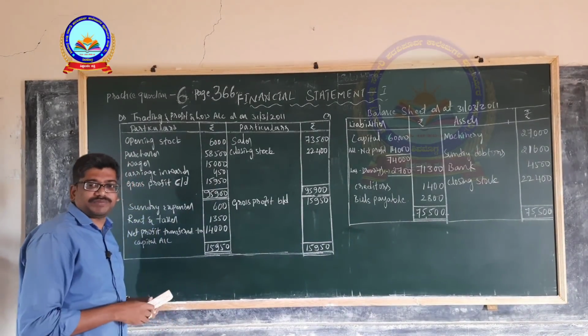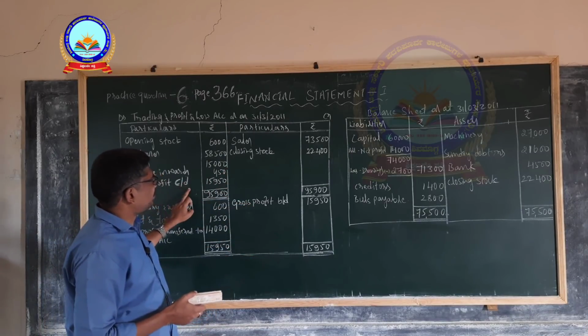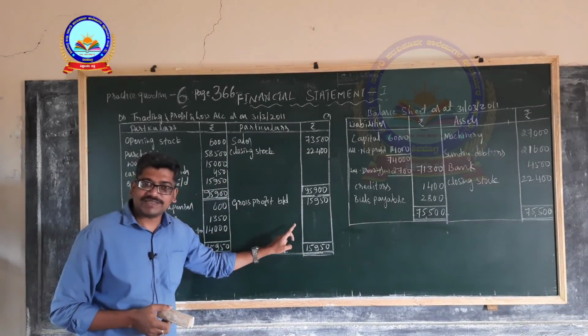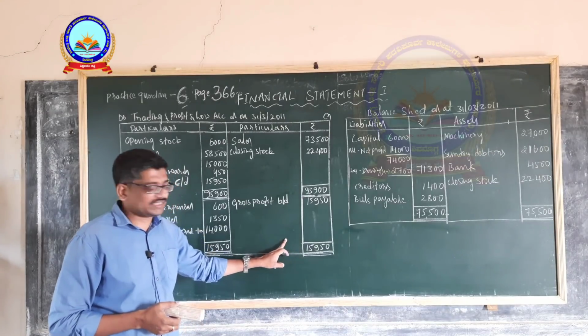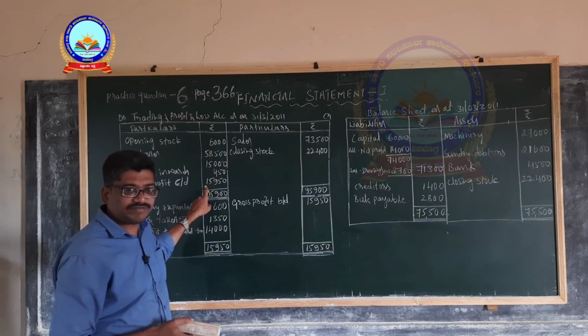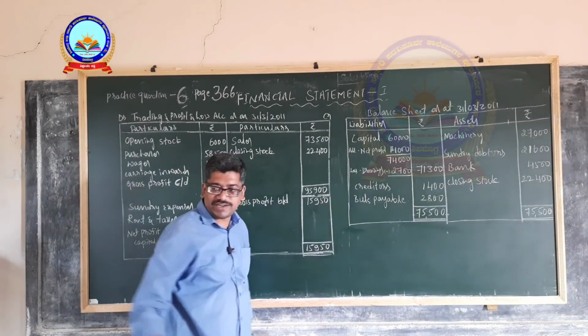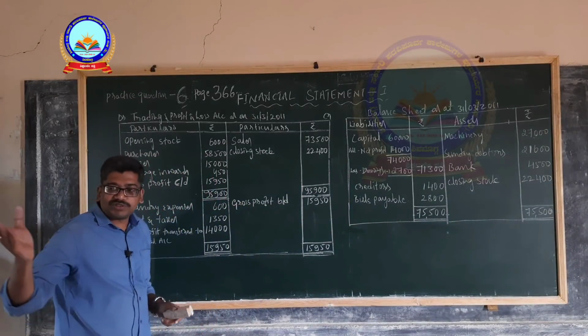Now we shall proceed to the second part, the profit and loss account. Gross profit carried down should be made as brought down to the profit and loss account. Gross profit brought down, the same amount 15,950, you write it on the credit side of the profit and loss account, 15,950.